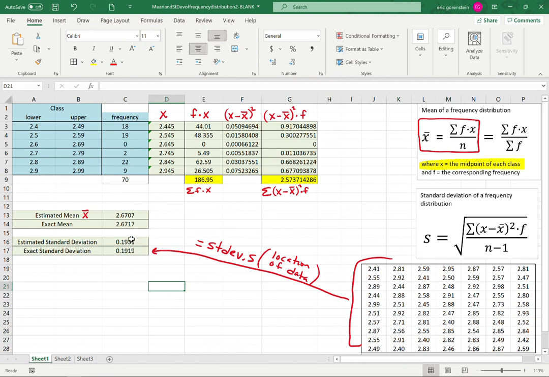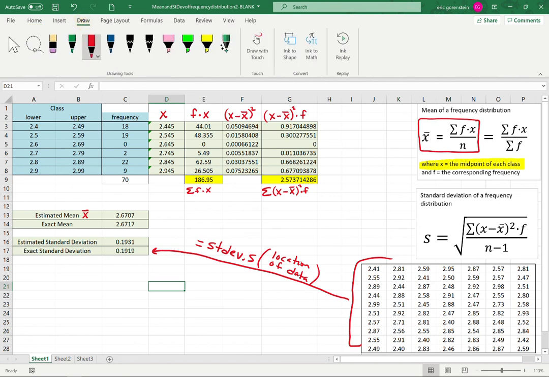And again, our estimation is off by only a few thousandths of a gram. So our estimated standard deviation, coming from none of the original data, just an estimation of each data value, gives us a standard deviation, just like in the case of the mean, very, very close to the exact value coming from the original data.